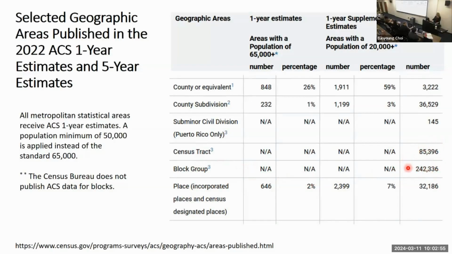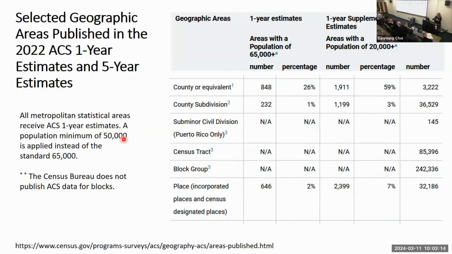And it's because no census tracts or block groups are going to meet this threshold of 65,000 or more. There are supplemental estimates that are used in populations of 20,000 or more, but again, block groups and census tracts won't meet that population threshold.